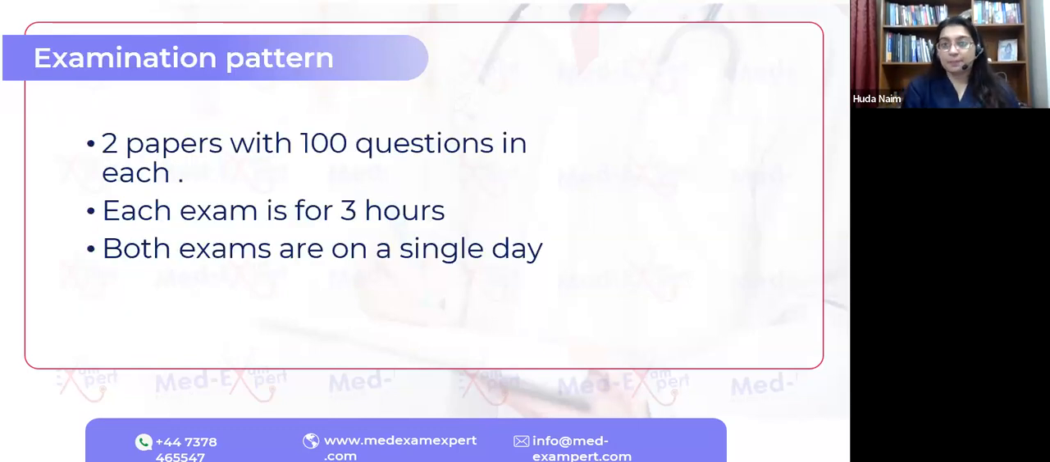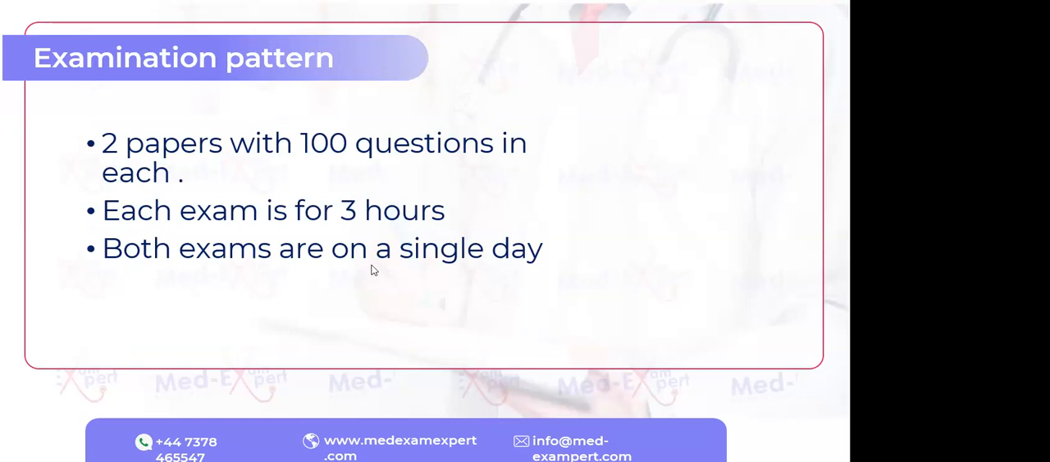Now the examination pattern. You will have a single-day exam where you will have two papers. You will have a 3 hour paper first, and then you will have a break for half an hour, and then you'll have another 3 hour paper. So both the exams are on the same day, and there are 100 questions in each paper. So that means you have 200 questions in the exam.